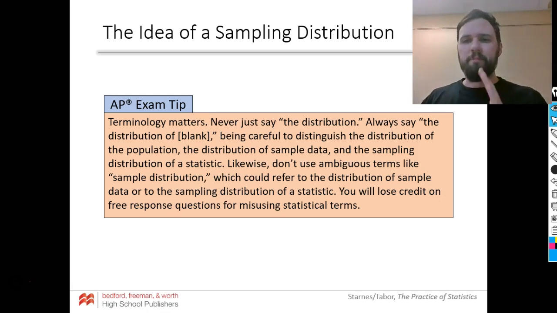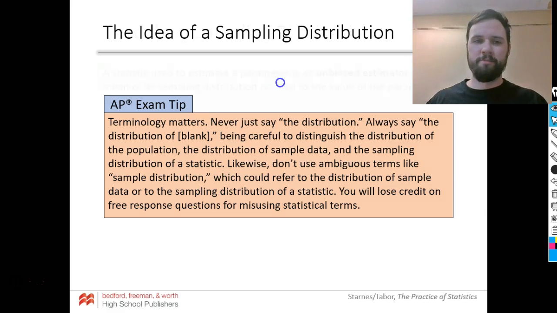Alright. Terminology matters. Never just say "the distribution." Be specific. Use the context of the question. The distribution of number of hot dogs eaten in a day. The distribution of number of free throws Mr. Holder makes out of 10. So make sure you don't use ambiguous terms. Read the question. Use the question. Don't lose points.